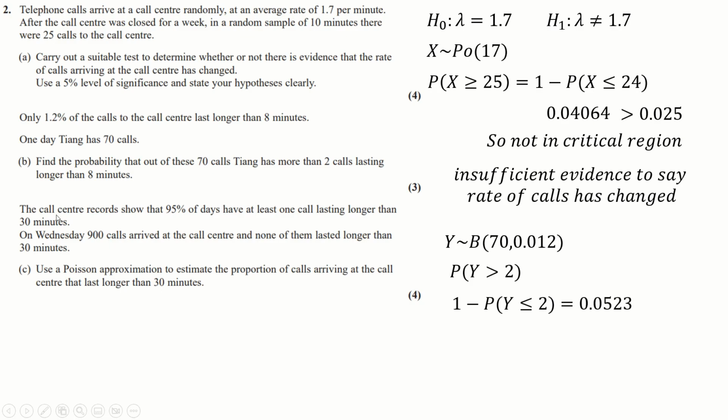The last part of this question is quite interesting. 95% of days have at least 1 call lasting longer than this. Now, that doesn't tell you there on its own what the probability of 1 call lasting longer than 30 minutes is, because you don't know how many calls there are on a day, right?